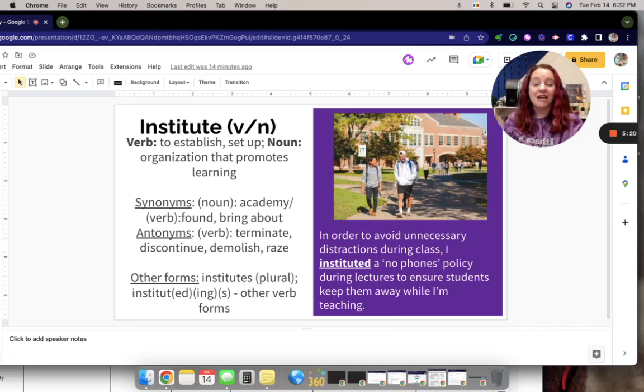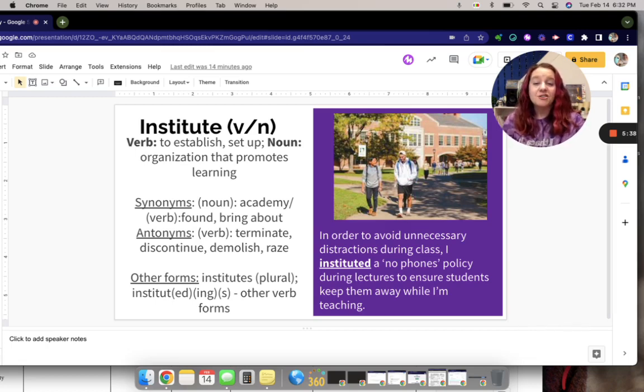Your synonyms for the noun form is academy. For the verb form, it's to found or bring about. Found meaning you started something, not that you found it by looking for it. Your antonyms are only for the verb form. It's terminate, discontinue, demolish, and raze, meaning to like completely eliminate something.